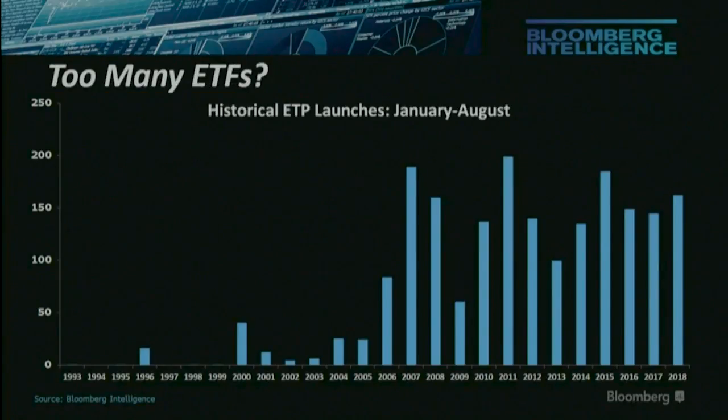Let's just start with launches, right? There are always a lot of critics saying that there are 2,500 or so ETFs in the US and there can't be any more. But through August, to give you some context, this is the 4th busiest year for ETF launches. There's a tremendous amount of focus, with a lot of new products coming in.